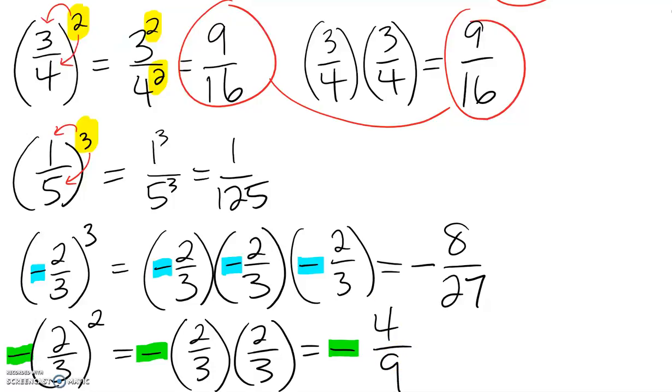You just have to be very, very careful with where these negative signs are going to pop up on you. You also have to make sure that you apply this exponent to both numbers, the numerator and denominator. All right, good luck.